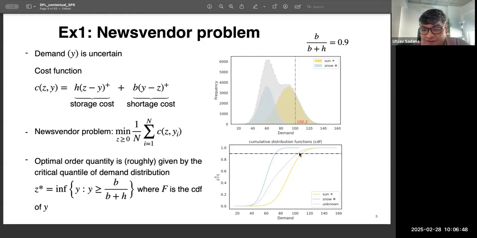Instead of ordering 100, we would order around 109 when it is sunny, right? So the whole area of contextual stochastic optimization tries to use this side information that is revealed before an action is taken and before the uncertainty is realized, and to make better decisions. And in this talk, I will discuss what are the different methods that are used to incorporate the side information to make better decisions.